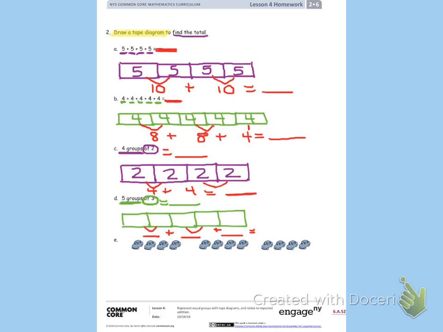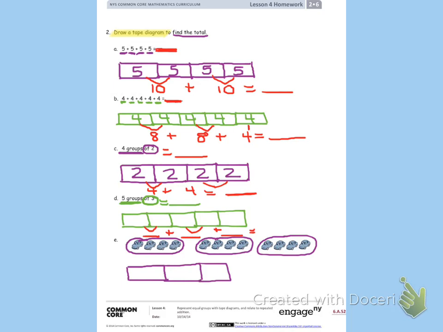And lastly, item E. Item E shows pictures this time. I think I'll go ahead and circle the groups. That's a group of cars. That's a second group of cars and a third group of cars. That means I need 3 groups in my tape diagram. 1, 2, 3. Now, the number that goes inside of each of those sections is the number of cars in each of the groups.